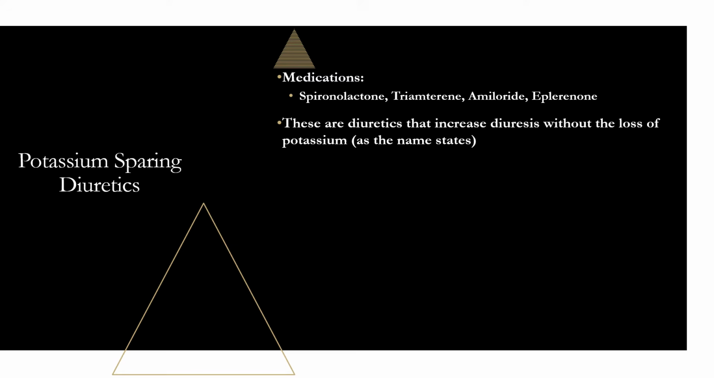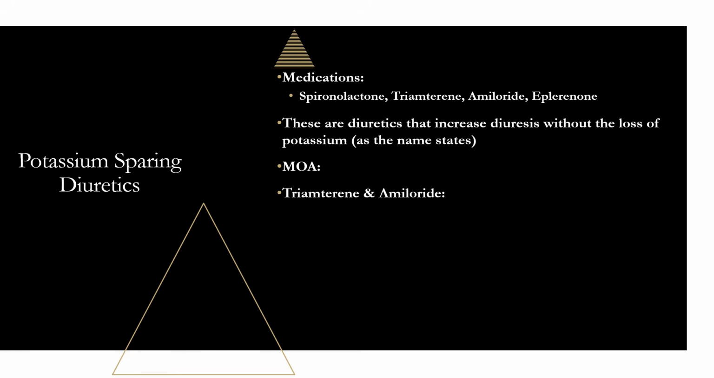Now, these diuretics, as the name states, are basically increasing diuresis without the loss of potassium. As we saw in the thiazides, we were losing potassium. We had hypokalemia. So if you have a patient who maybe is already hypokalemic, or they're at a higher potential to be, you can use potassium-sparing diuretics instead.